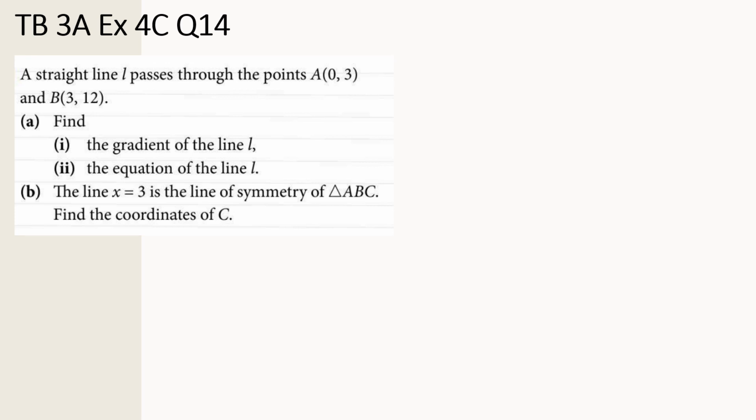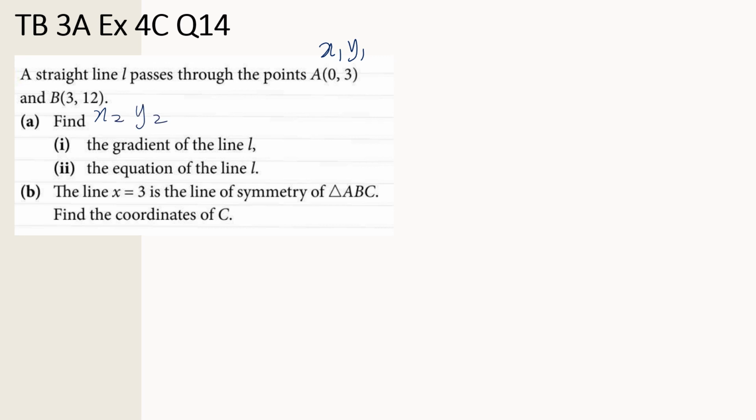All right, so we have a straight line L that passes through points A and B. Find the gradient of line L. By now we should be very confident how to do it already. Yes, just label the points. This one here, I'm very sure you can score 100 marks.